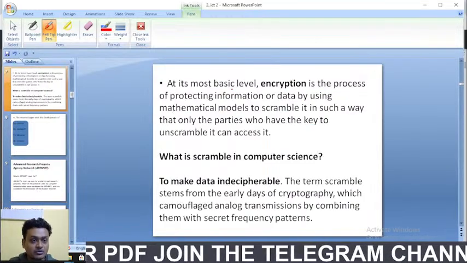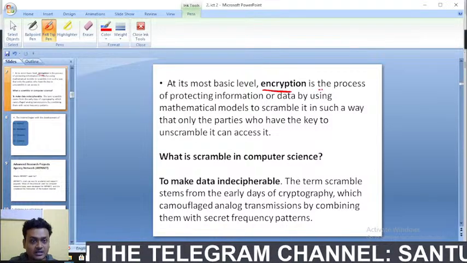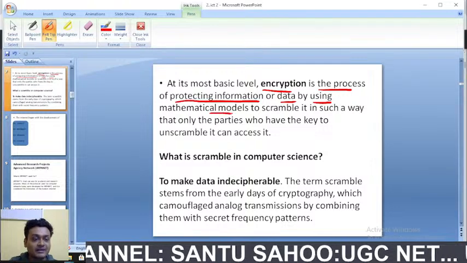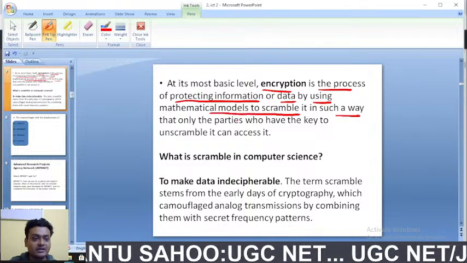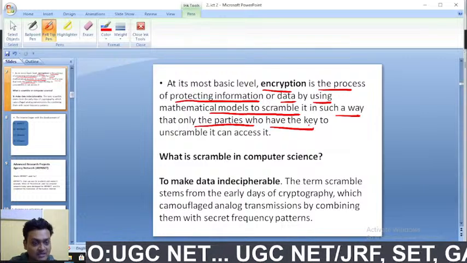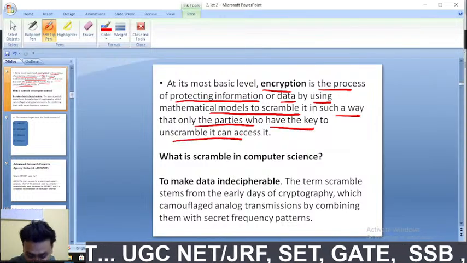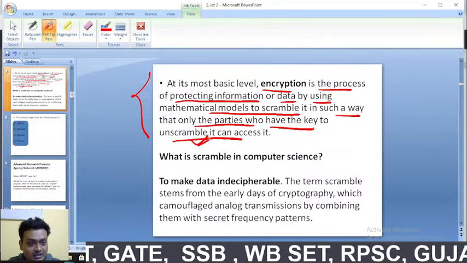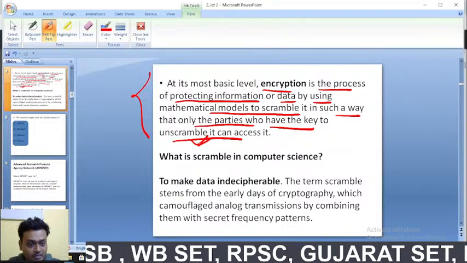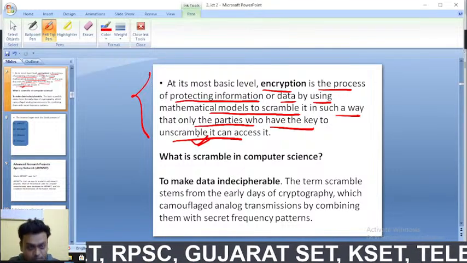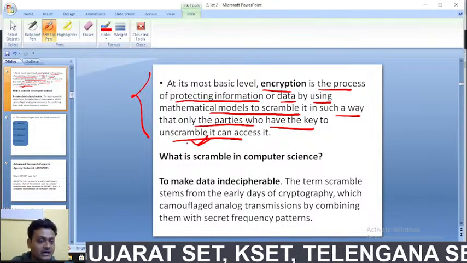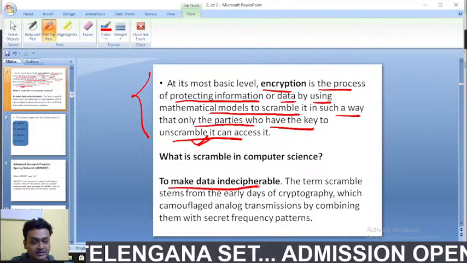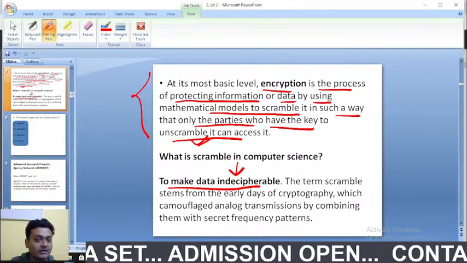Here you see, at the most basic level, encryption is the process of protecting information or data by using mathematical models to scramble it in such a way that only the parties who have the key to unscramble it can access it. Whoever creates it, whoever has the key, only they can unscramble it. Otherwise it will not be understood or deciphered. So to make data indecipherable is the primary work of encryption.